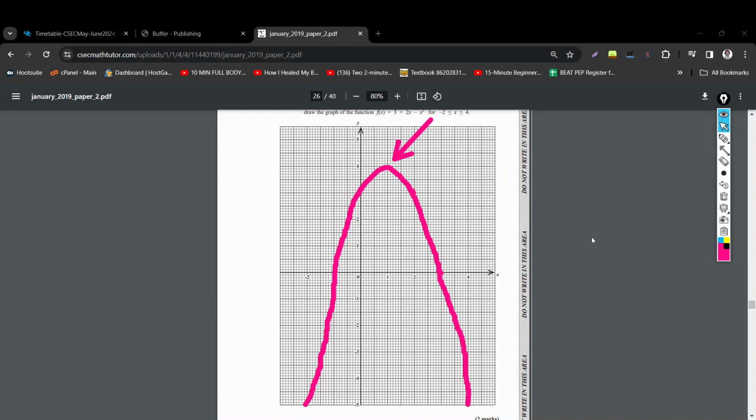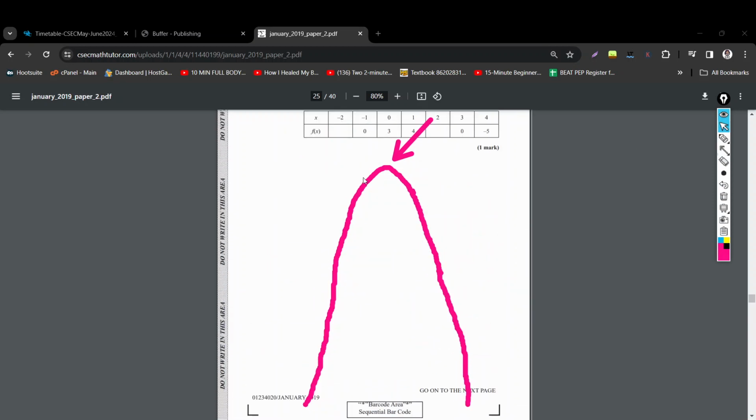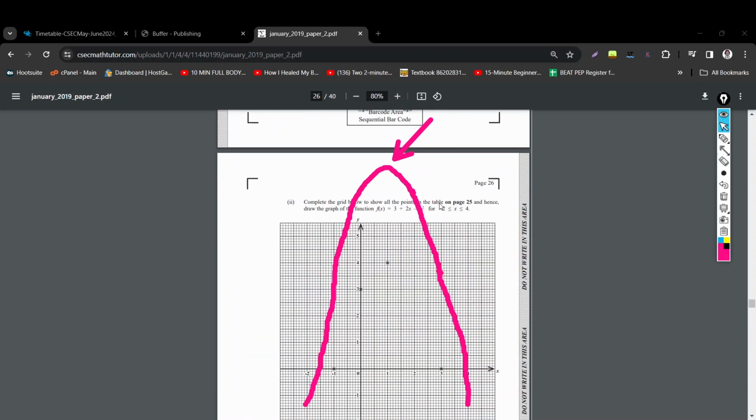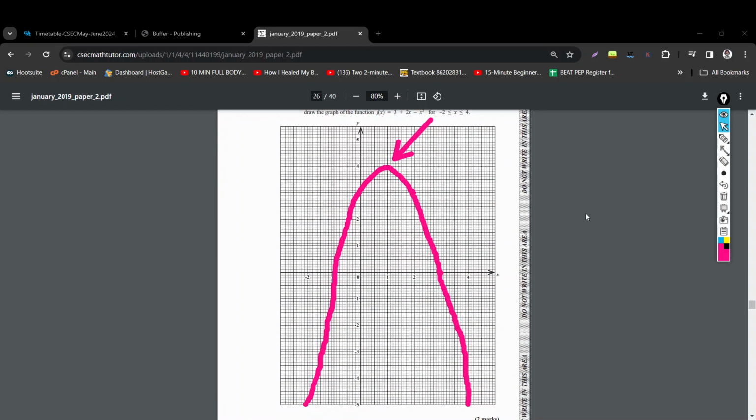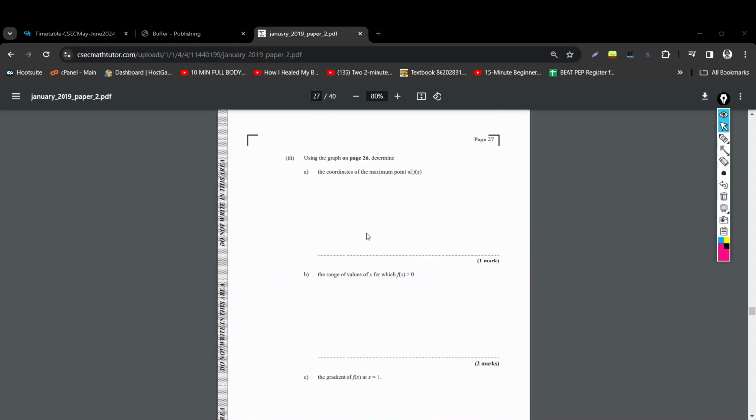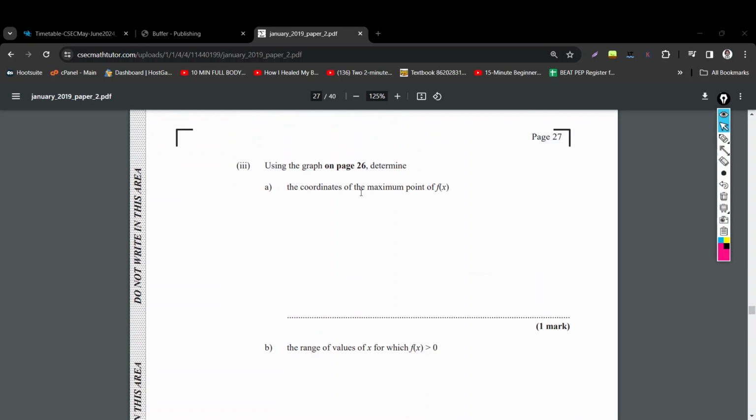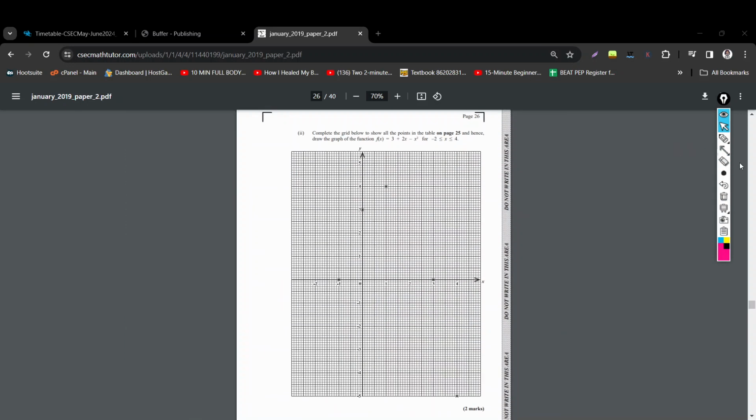So this is pretty simple, guys. You just need to use the values here that you had here to complete and draw the graph here. And that's very simple, right? Very simple. And let's go down now. We need a couple more stuff. It says here, find the values of the maximum point of f of x. Guys, it's pretty simple. Let me just zoom out and go back to the graph.